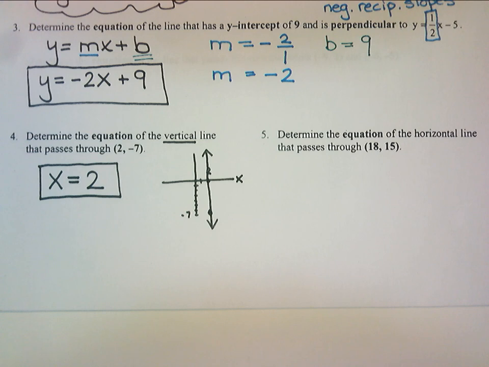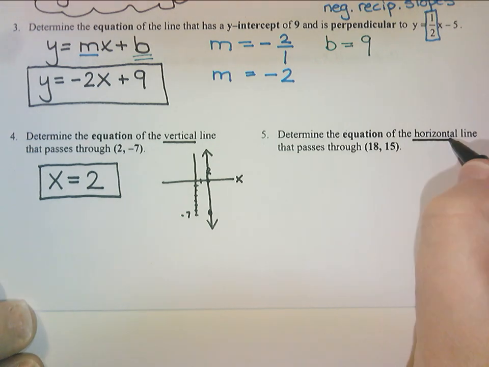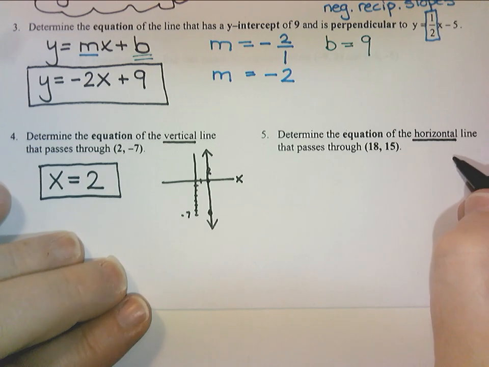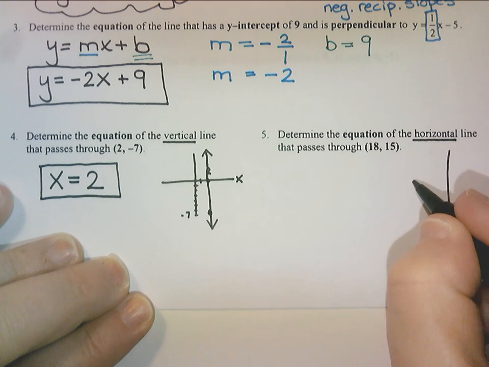All right, for the horizontal line, it's the same idea. So it says determine the equation of the horizontal line that passes through 18 and 15. So usually I start with y equals mx plus b, but because it says it's horizontal, I've trained myself that I need to do something a little different. So I'm going to try the same thing we did last time.